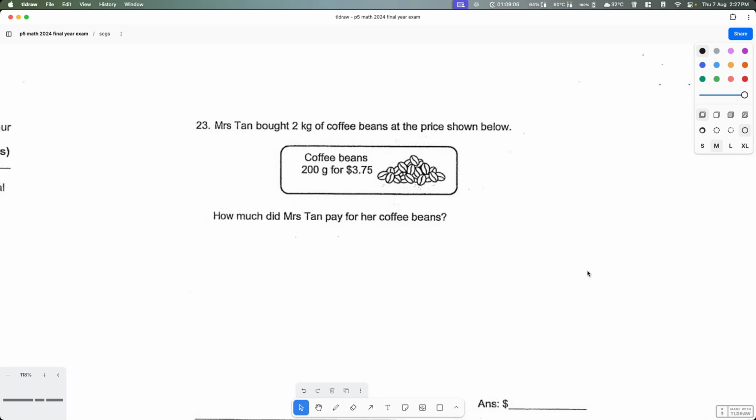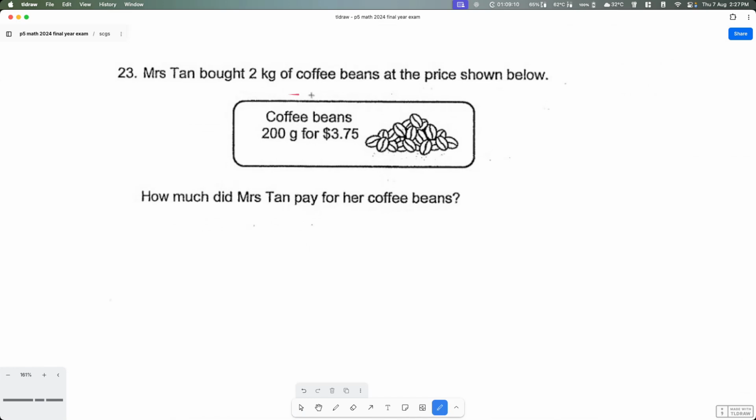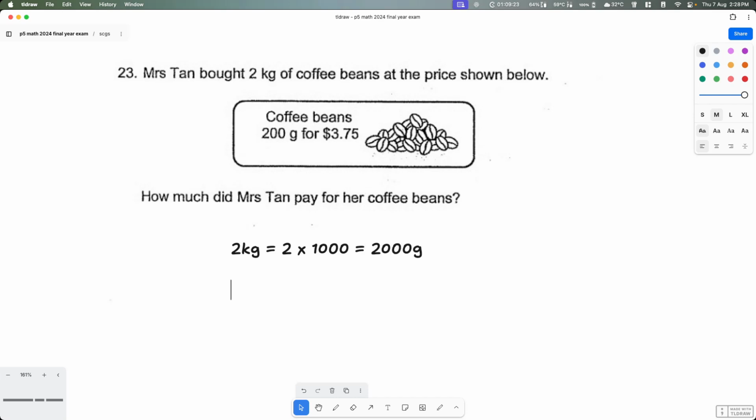Question number 23. Mrs. Tan bought 2 kg of coffee beans at the price shown below. How much did Mrs. Tan pay for her coffee beans? So 2 kilograms is equal to 2 times 1000, equal to 2000 grams. So 200 grams is equal to $3.75.